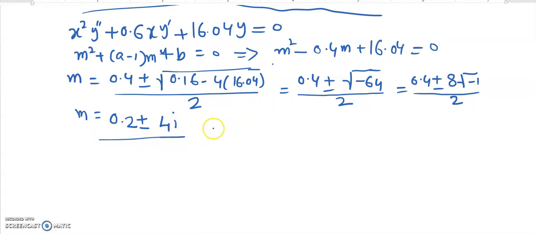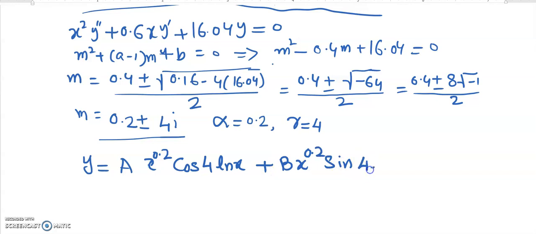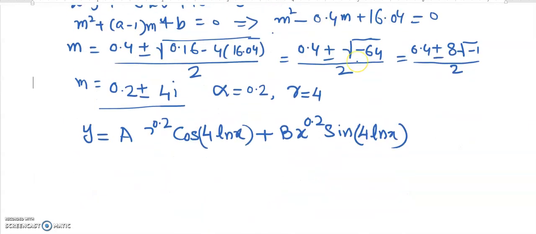So now we have these equations. If we compare this with alpha and gamma, alpha will be equal to 0.2, gamma will be equal to 4. Okay, so the general solution for this equation will be a x power 0.2 cosine of 4 log of x plus b x power 0.2 sine of 4 log of x. So this will be the answer. We just solved the characteristic equation and then input the values into this equation. That will be the solution.